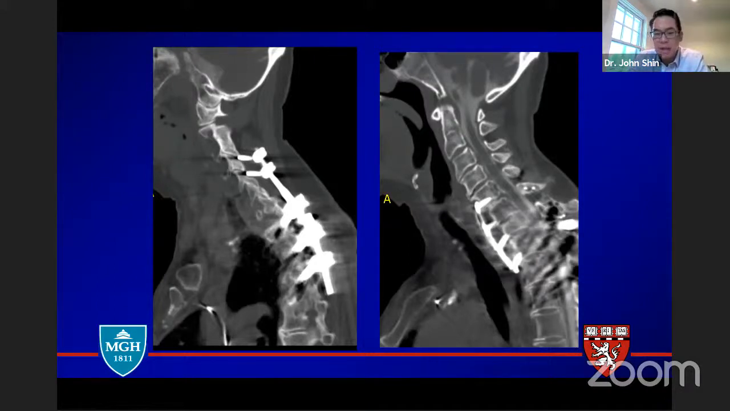Again, this is a CT myelogram, and you can see also this patient had some cabling or some wires here posteriorly at the time of surgery. I would challenge you to think, well, in this case, what would you do? How would you do it? And should you do it?